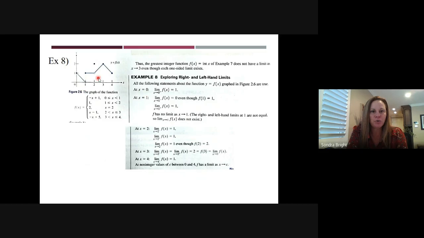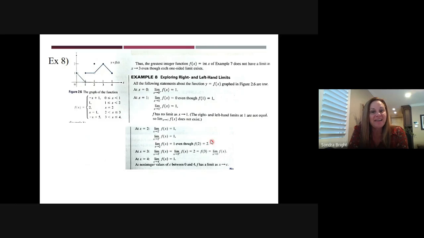Let's look at 2. When x is approaching 2 from the left, you're on this branch here, your y value is 1. As x is approaching 2 from the right, y value is 1. You're going to right there. And so the limit exists, right? Because the left and right hand limits are both heading towards a y value of 1. So the left and right hand side limits match, and so we say that the limit exists. So the limit as x approaches 2 is equal to 1.